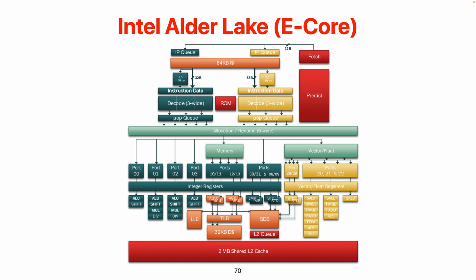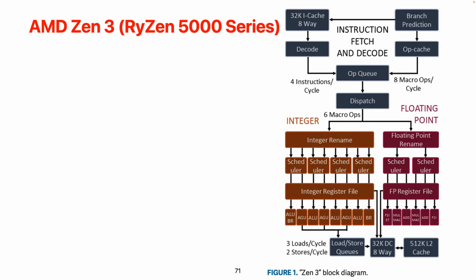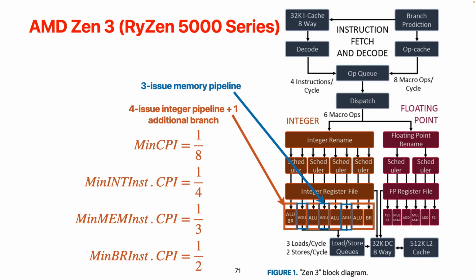And Intel processors nowadays also have the E-core, which is a less performing core. However, the big message here is that even with the less performing core, you still have a 5-issue pipeline that can execute 5 instructions together. AMD's Ryzen processor also has the same thing, right? It also has a 4-issue integer pipeline plus 1 additional branch unit, and also a 3-issue memory pipeline. So in reality, an AMD processor can also have a minimum CPI equal to 1/8, right? So that's what the real processor is.